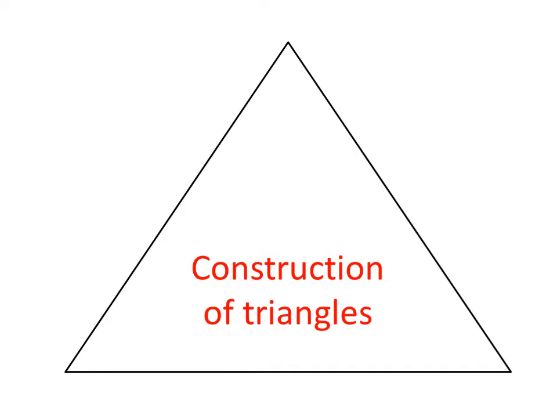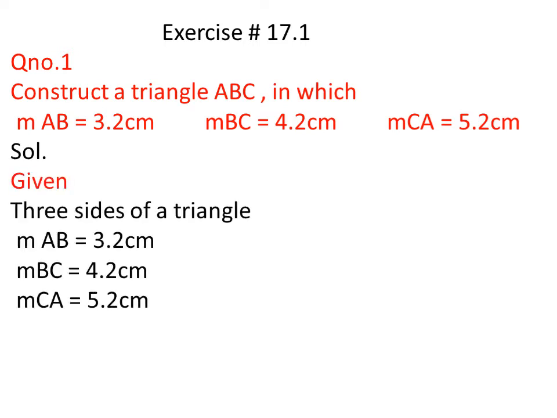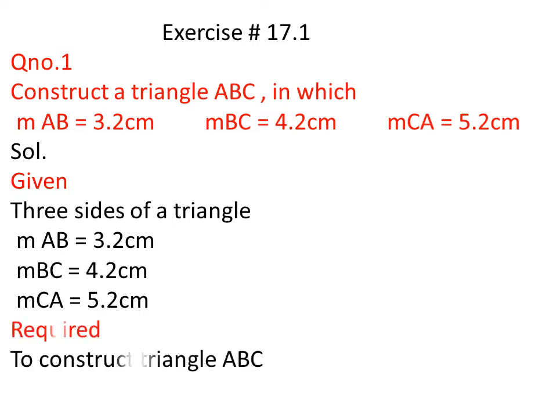Now we will discuss how to construct a triangle. In the first question from exercise 17.1, we have to construct a triangle ABC in which measure AB equal to 3.2 cm, measure BC equal to 4.2 cm and measure CA equal to 5.2 cm. Three sides are given. We have to construct a triangle. Firstly, we will write the given things. Three sides of the triangle are given, which are named side AB, BC and CA. It is required to construct a triangle ABC.